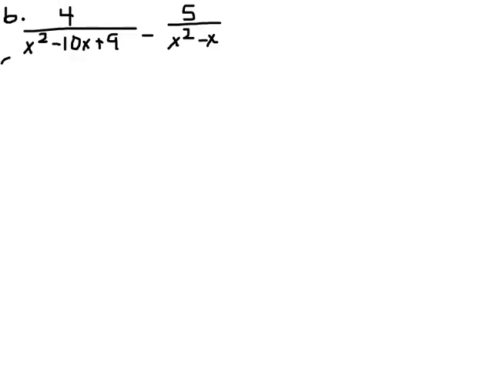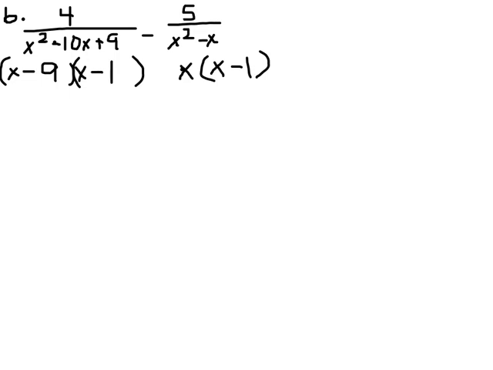Alright, in this one we're going to have to factor both. And because I've got a negative here in the middle and a positive, both of these are going to be negatives. And it's going to be 9 and 1. X minus 9, x minus 1. And over here I've got a common factor, x squared minus x. If I take an x out, I've got x, and then x minus 1.